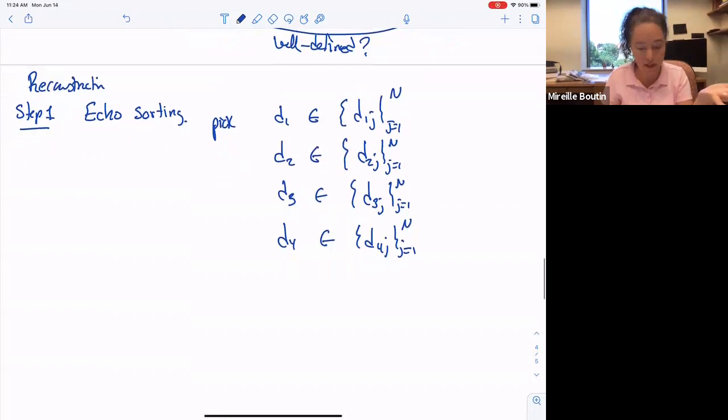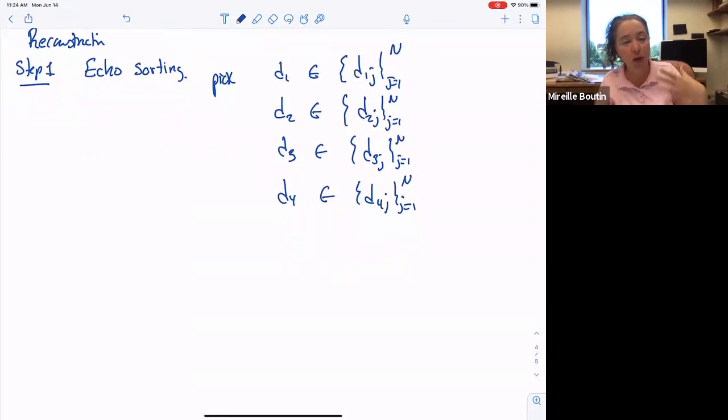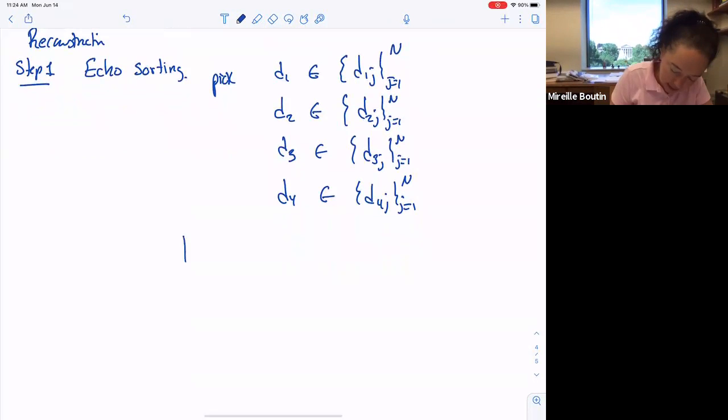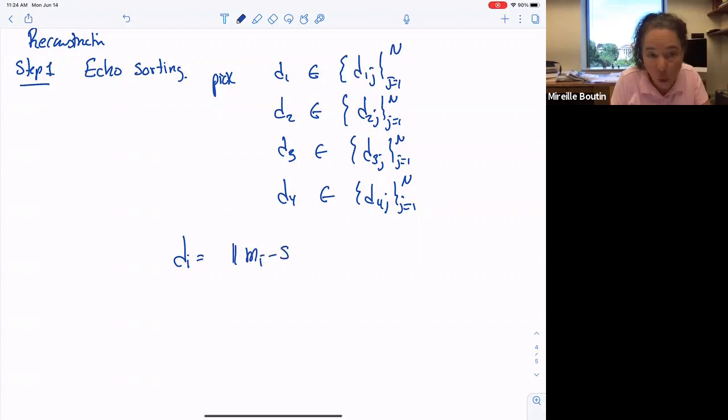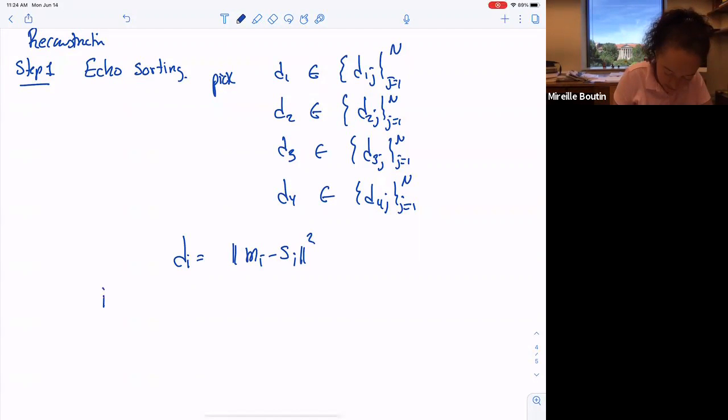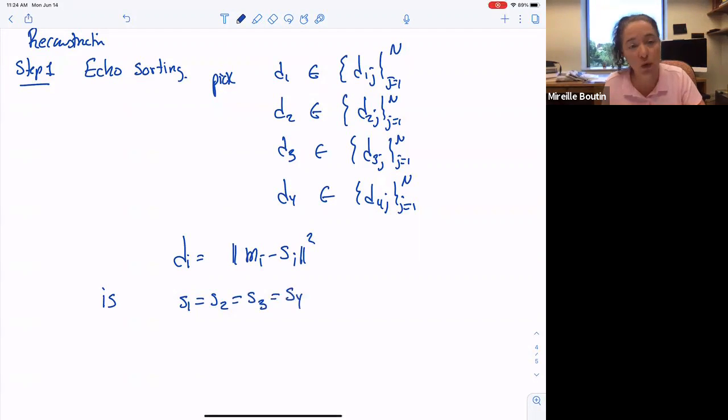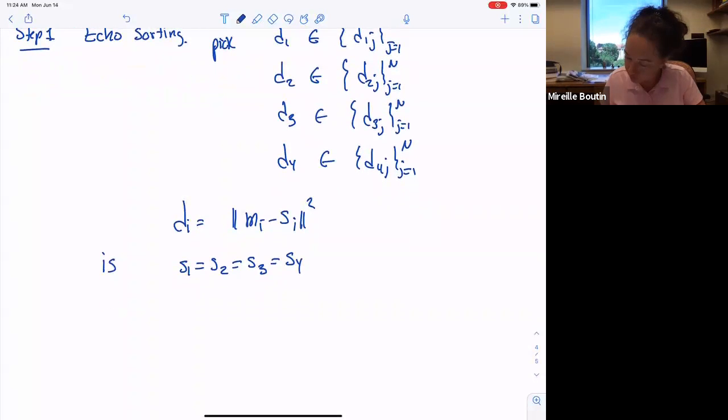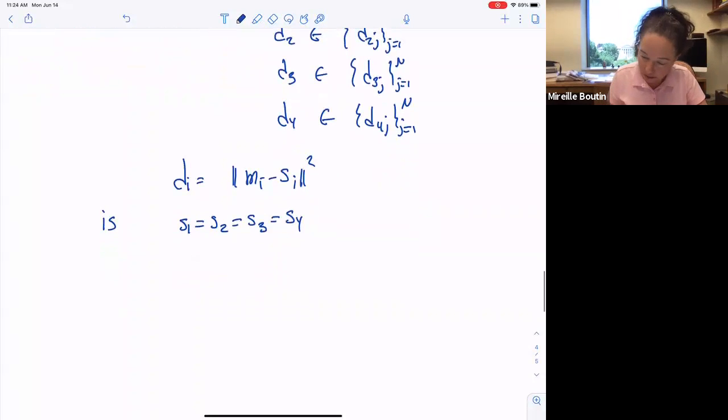So we have 4 distances, and we're going to try to figure out if these 4 distances come from the same wall. So Di is the squared norm of Mi minus some wall point, let's call it Si, squared, right? And we want to determine if the walls for each distance are the same. Is S1 equal to S2 equal to S3 equal to S4? This can actually be done by looking at a matrix.